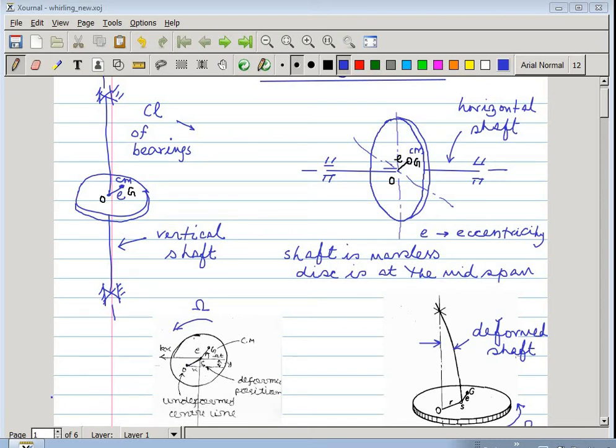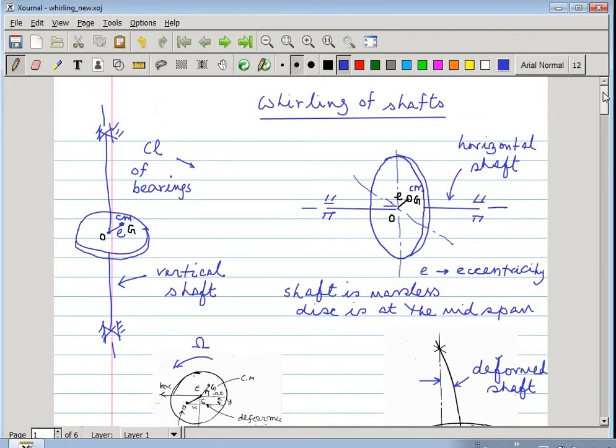So here we discuss whirling of shafts. On the left there is a vertical shaft and a disc is mounted on it. Here, the horizontal shaft and a disc is mounted on it.